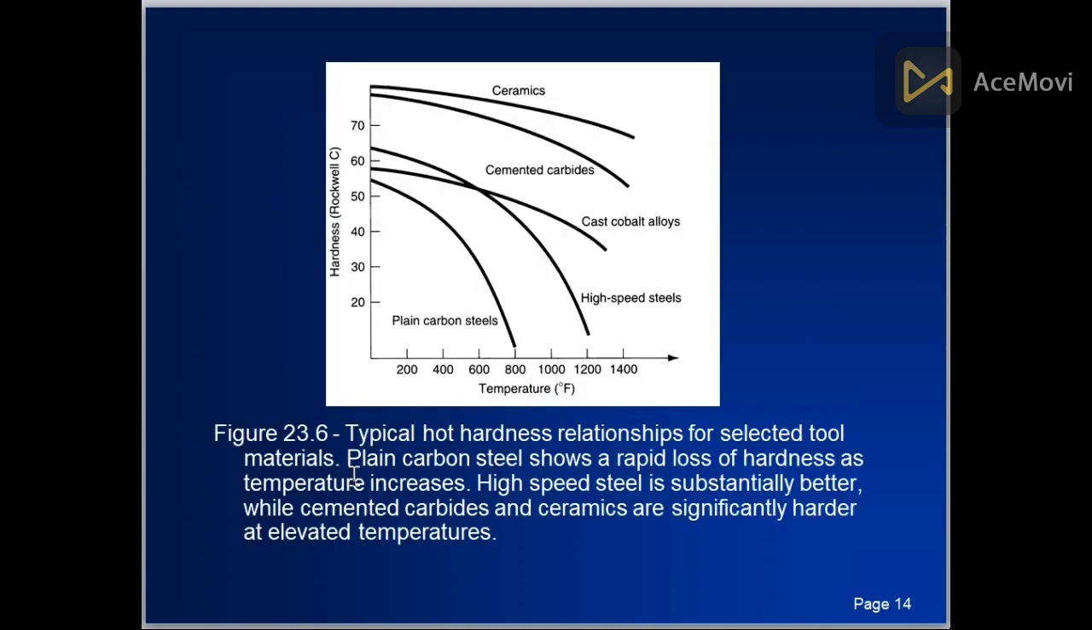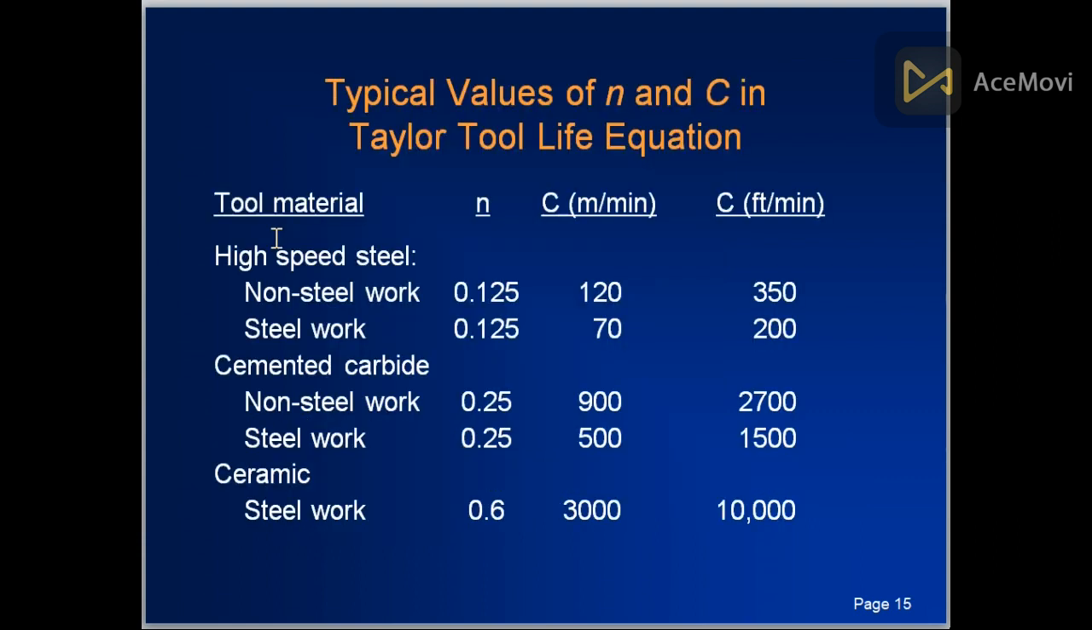Typical hot hardness relationship for selected tool materials: plain carbon steels and others. This is the hardness, that is Rockwell hardness, and this is the temperature. As you can see from the graph, if we increase the temperature, the hardness is reduced. That is the same case for plain carbon steels, high carbon steels, cemented carbides, cast cobalt alloys, and ceramics. But in the case of steels, the change is high. For lower temperatures the hardness is reduced a lot, but for ceramics and carbides the temperature is very high while the hardness is only a little lower. So these are the effects of how a material changes its hardness with temperature.